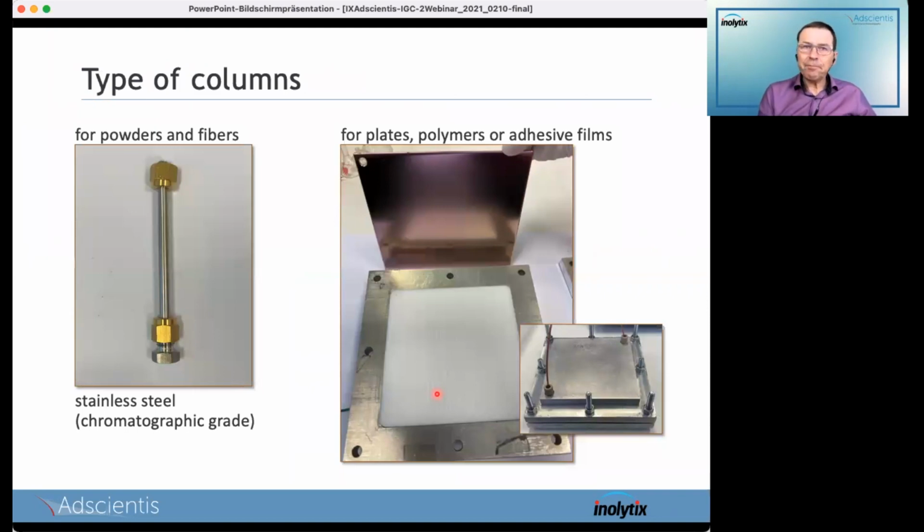Different types of columns. You see here the stainless steel column. Of course, that's chromatographic grade, so really very well purified inside, for powders and fibers. But you see here also the one, it's not really a column, it's more a plate, but you see here the gas channels underneath the plate to be studied, and this interaction can also well be measured. So we have two devices. Mostly we use the tube, yes, but for special studies, we use a device for the flat surfaces.